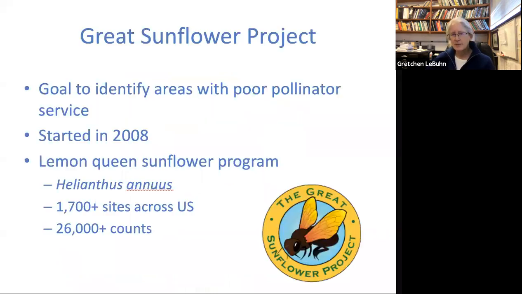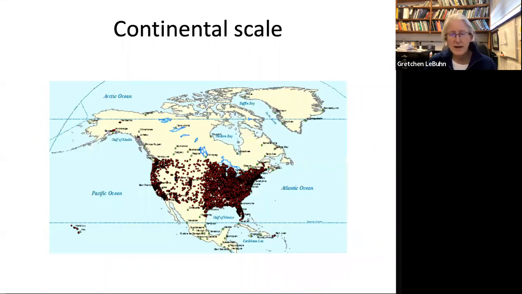So the Great Sunflower Project was started with the goal to do this, to create that map, to identify the areas with poor pollinator service. We began with what we called the Lemon Queen Sunflower Program. This is where everybody planted the same variety of sunflower, the Lemon Queen variety. And we've had people participate in well over 1,700 sites across the United States. We have over 26,000 counts that have been made. And we've really been able to sort of build that map. We've got data all across, so we've got participation from all across the United States.